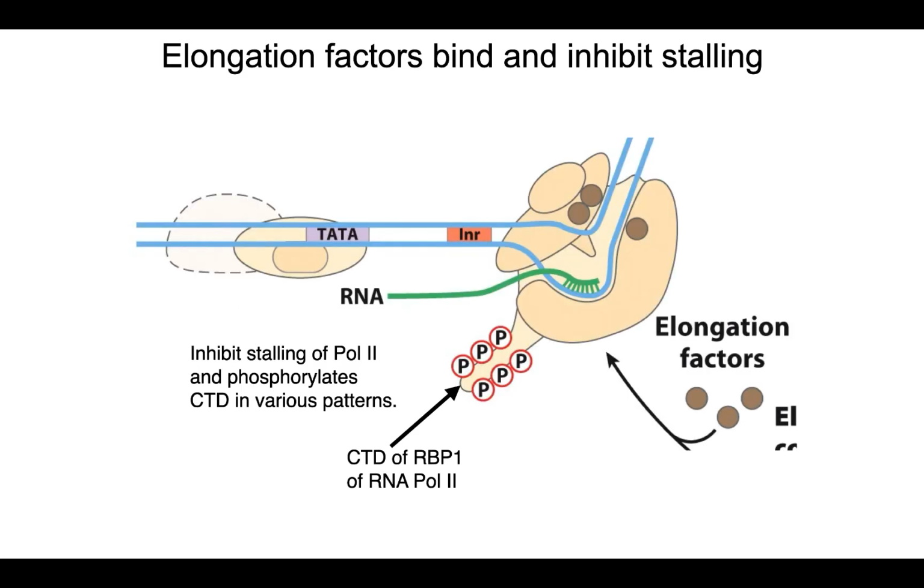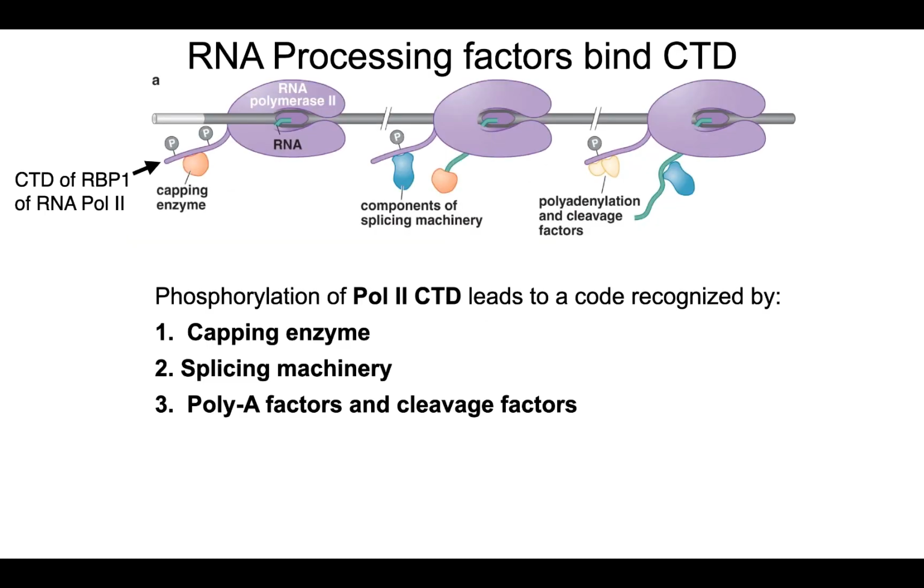Now, as elongation is occurring, there are several things happening. First, they recruit elongation factors, and these are proteins that keep that RNA polymerase moving, keep it from stalling. In addition, various molecules are going to be phosphorylating this RBP1 carboxy terminal domain in various ways, and that sets up a code.